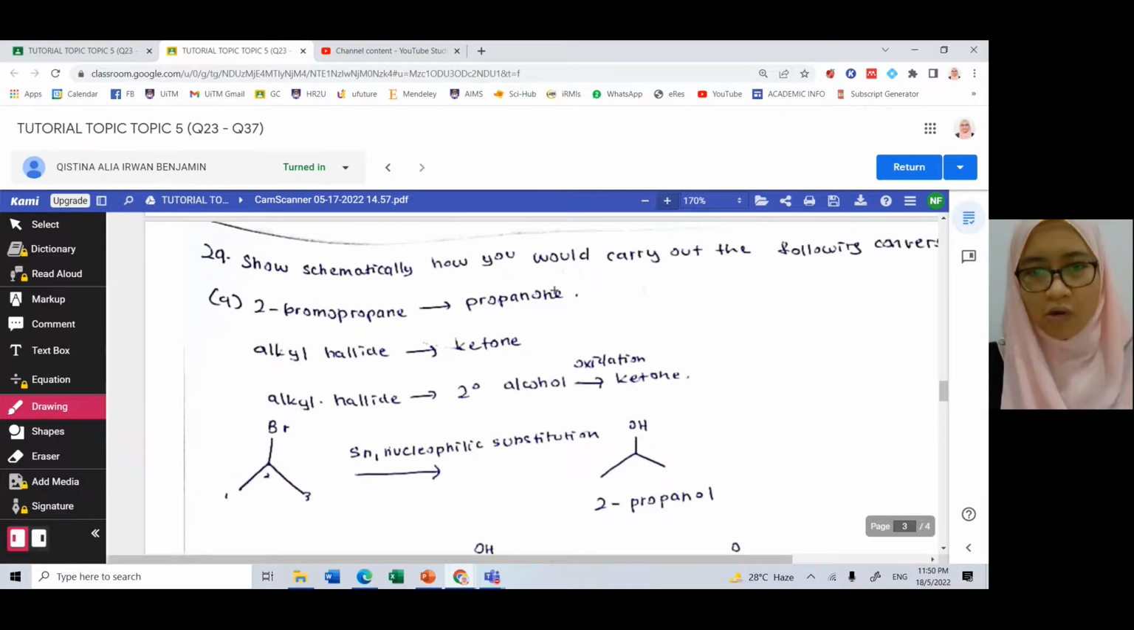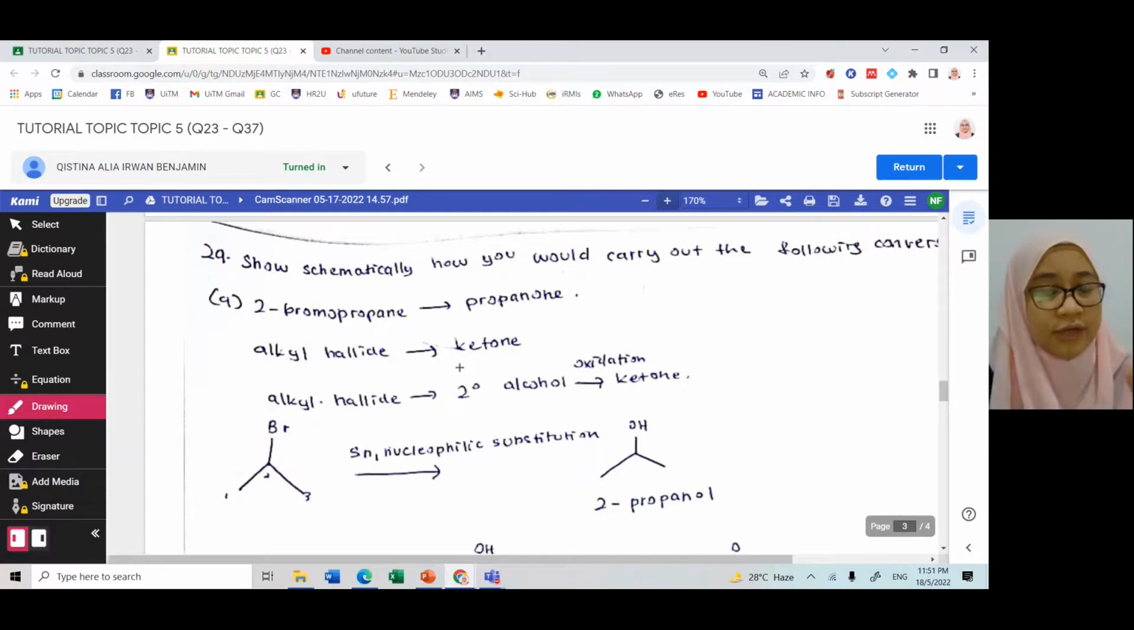Show schematically how you would carry out the following conversion. Okay, so this is the starting compound, 2-bromopropane. We want to convert this into propanone. So how would you carry out the reaction in order to convert 2-bromopropane, which is the alkyl halide, to propanone? Propanone is a ketone. So from alkyl halide to ketone. So how do we plan this? How do we carry out this reaction?